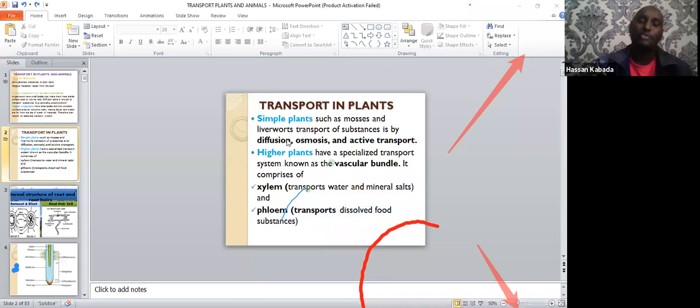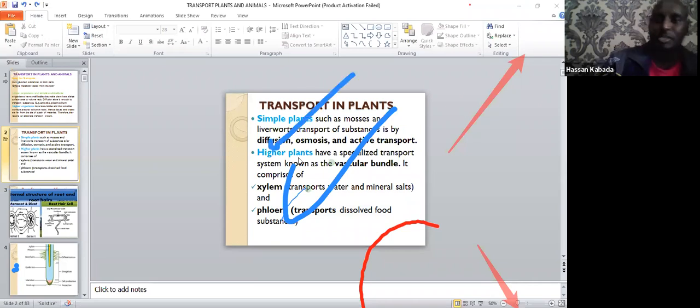Then we come to higher plants, plants that are a bit advanced, and mainly we're talking about the Spermatophyta. Those who are ticking for us, can you stop that please? Kindly refrain from rectifying our screen, so that at least we don't have issues.